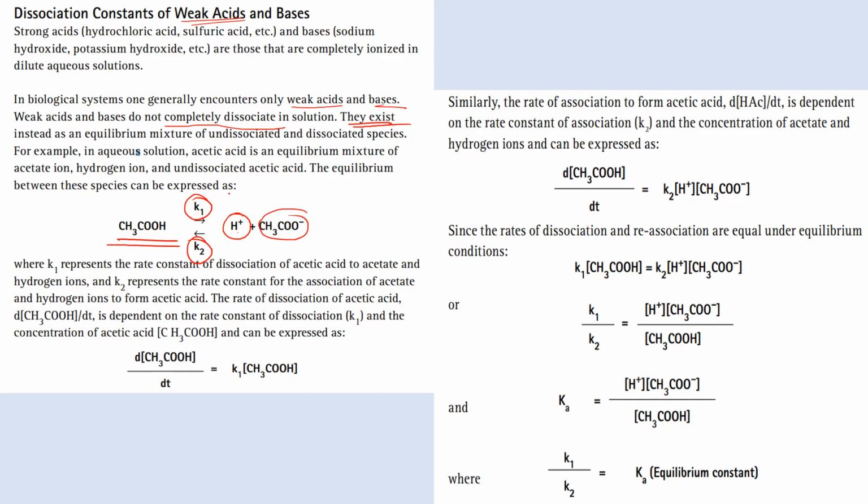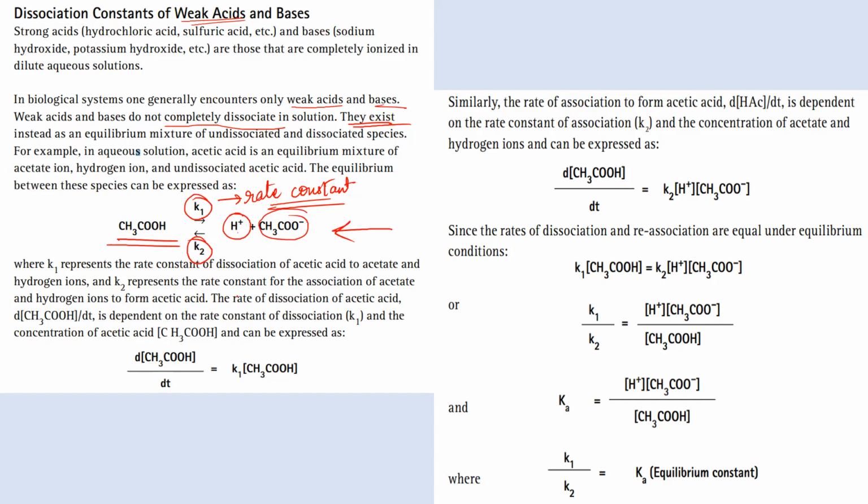This K1 and K2 are rate constants, indicating in how much time they dissociate and in how much time they associate back. K1 is for dissociation, K2 is for association. So in an aqueous solution, acetic acid is an equilibrium mixture containing both these ions in equal quantity, along with undissociated acetic acid. The equilibrium between these species can be expressed by this equation. As I told you, K1 and K2 are the rate constants for dissociation and association of acetic acid.